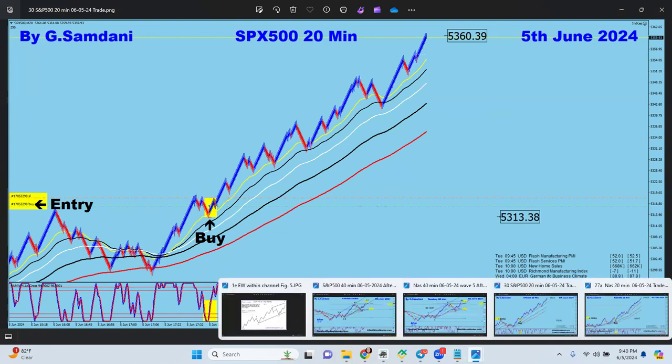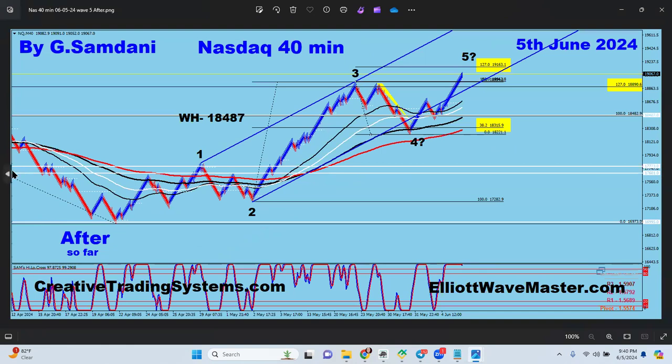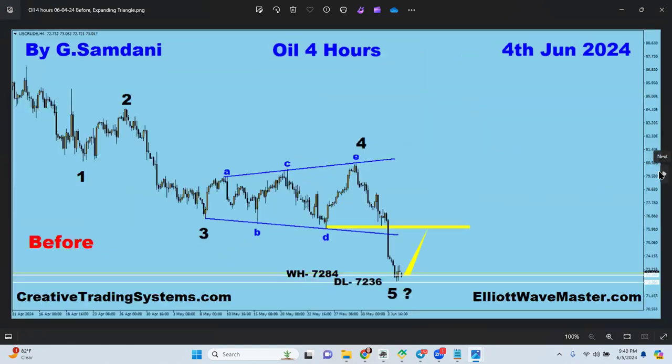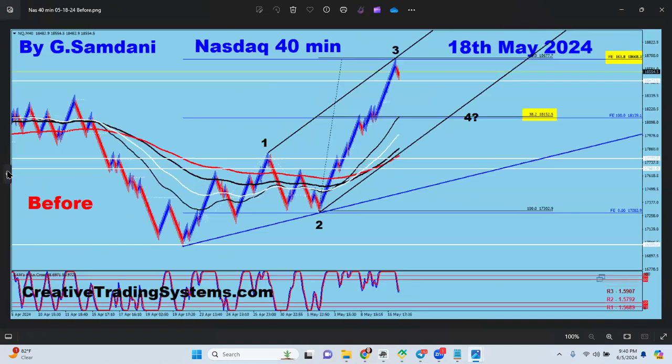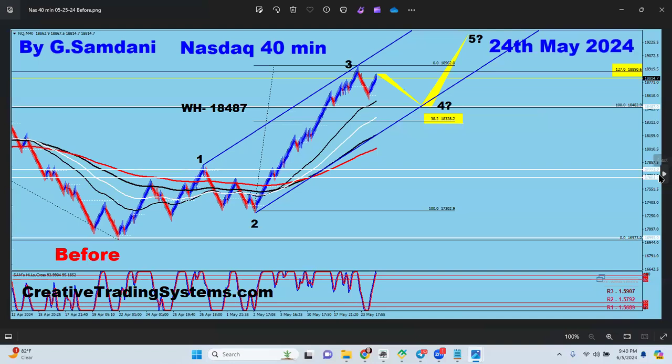So let me show you what happened to the Nasdaq, right? On the Nasdaq chart, I also have the same thing. Let me show you from the beginning when I made the chart for the first time here. See that, 18 May, the same day, Nasdaq 40-minute, wave 3, supposed to come down for wave 4 and then go back up for wave 5. So this is what it did by 24th May. So I said again, either this number or 38% and then wave 5.